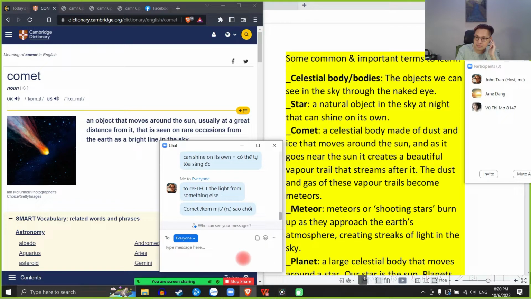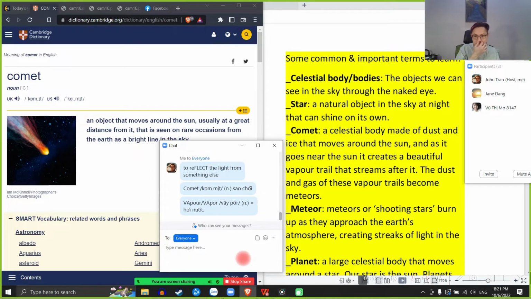It creates a beautiful vapor trail that streams after it. The dust and gas of these vapor trails become meteors. Meteor.